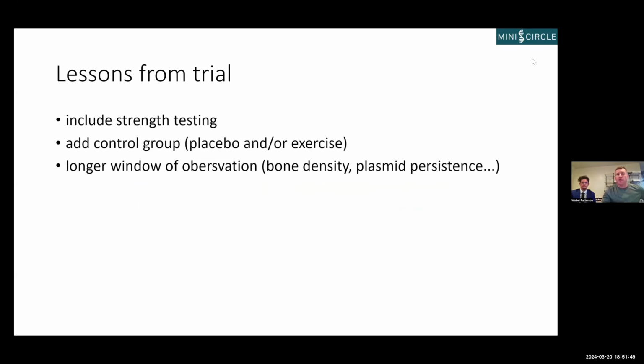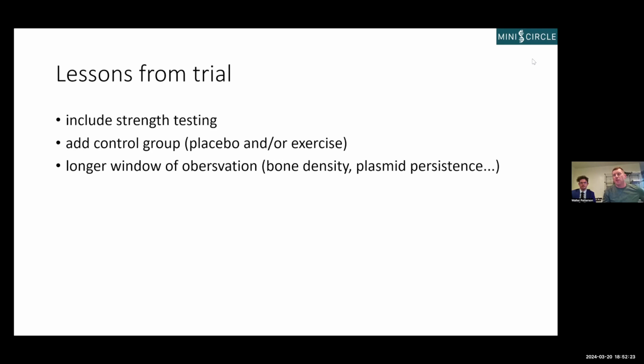Lessons from the trial include, in future trials, we should not just look at fat-free mass, which, I mean, has some value on its own, but it's largely a proxy for functional strength. We definitely want to include strength testing in future trials. We should add more control groups, possibly a placebo group, and exercise. And we also need to have a longer window of observation. This is going to be particularly important for bone density.